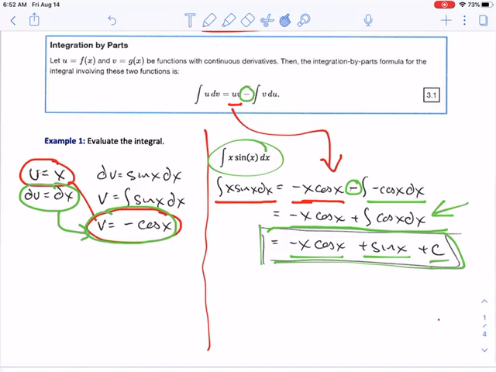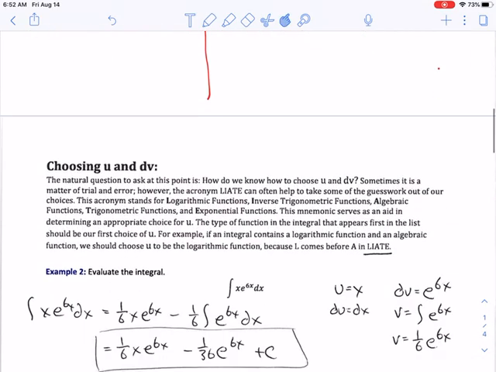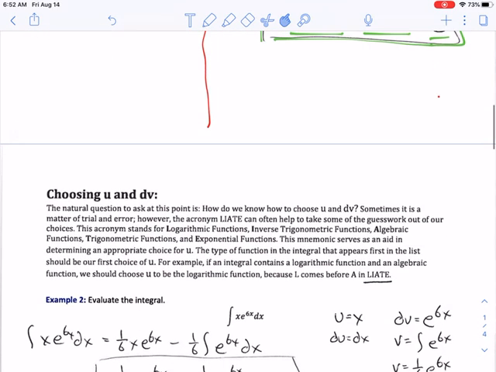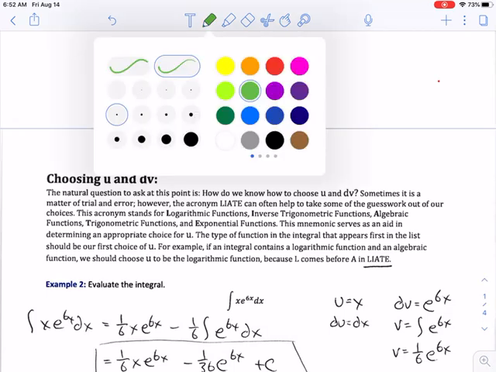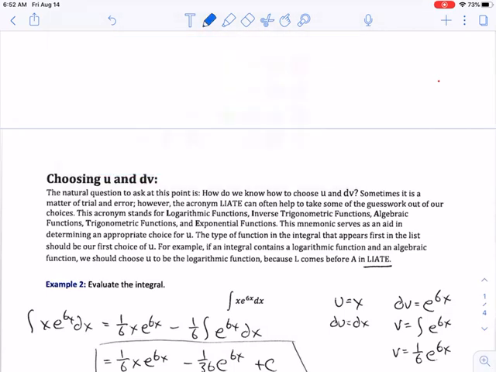Let's do another example. But first, let's talk about the assigning of whether something is u or v. So choosing u and dv is very, very important. And so I'm going to take a little bit of time to talk about LIATE.